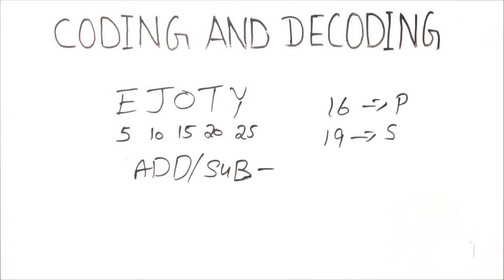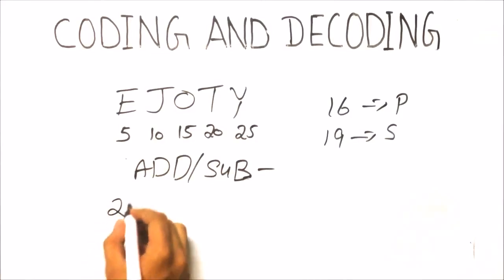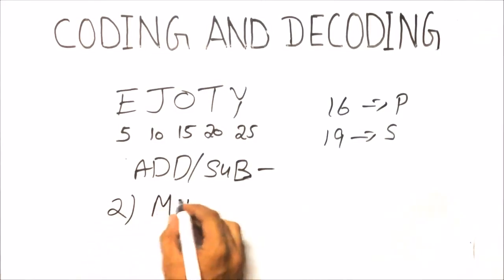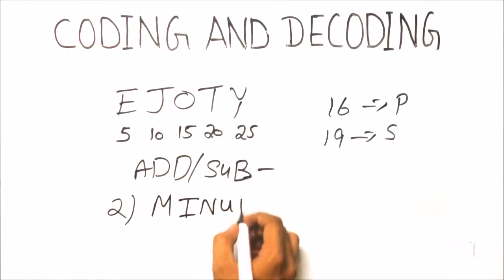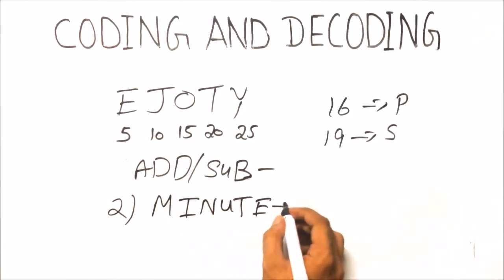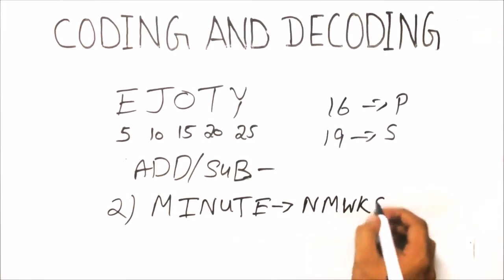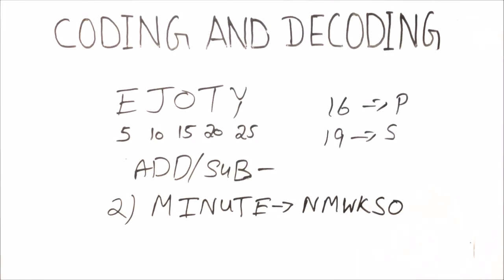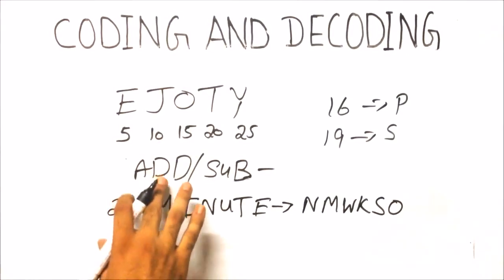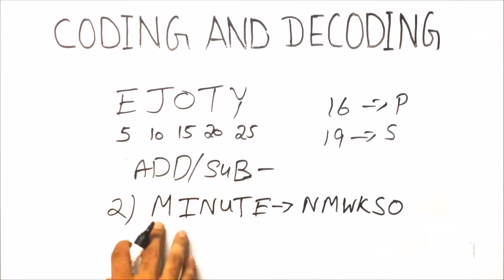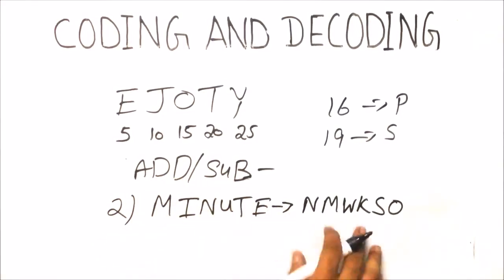Now our second question in this pattern, which is the addition and subtraction pattern, would be the word minute, M-I-N-U-T-E, and the code for the word minute is NMWKSO. Now here you will have to use the keyword, which is ejoti. Because we are doing the addition and subtraction pattern, we need to find out the difference between the corresponding numbers.